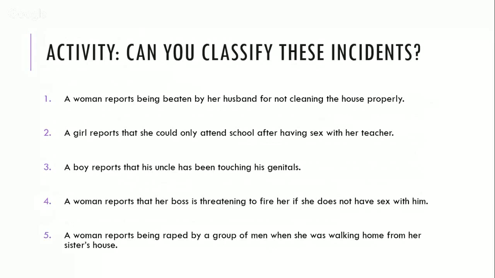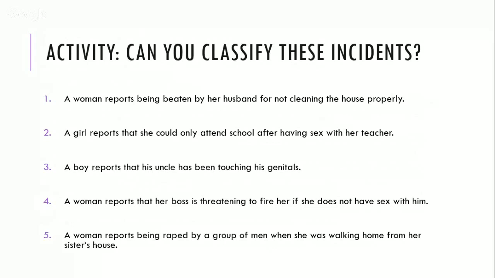Number 1, a woman reports being beaten by her husband for not cleaning the house properly. Number 2, a girl reports that she could only attend school after having sex with her teacher. Number 3, a boy reports that his uncle has been touching his genitals. Number 4, a woman reports that her boss is threatening to fire her if she does not have sex with him. And finally, a woman reports being raped by a group of men when she was walking home from her sister's house.